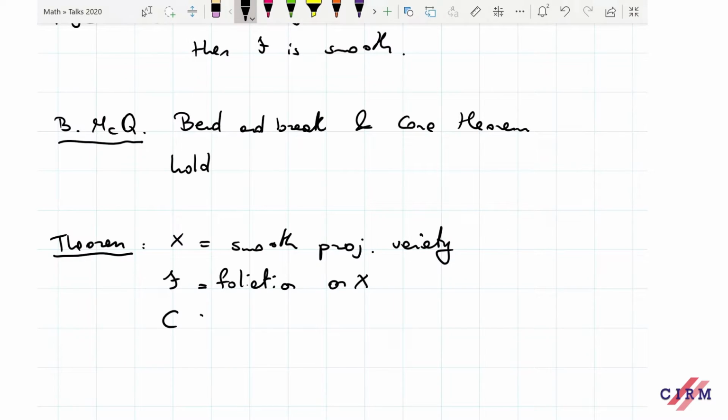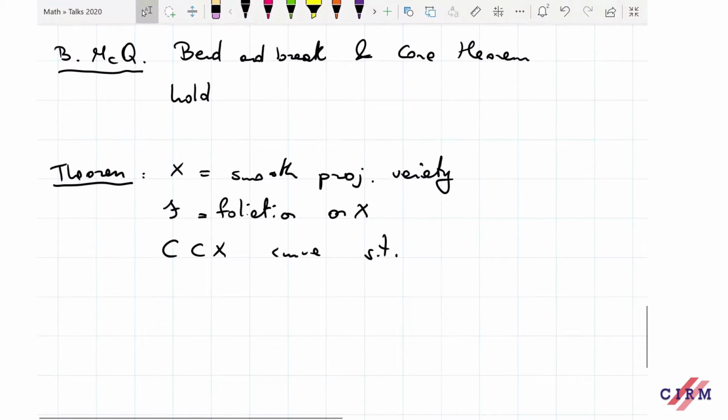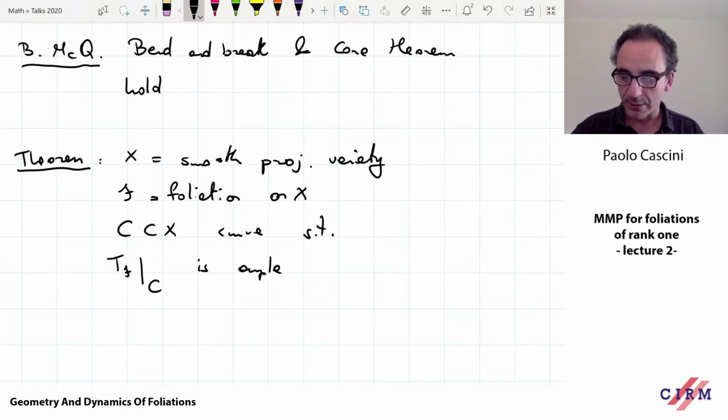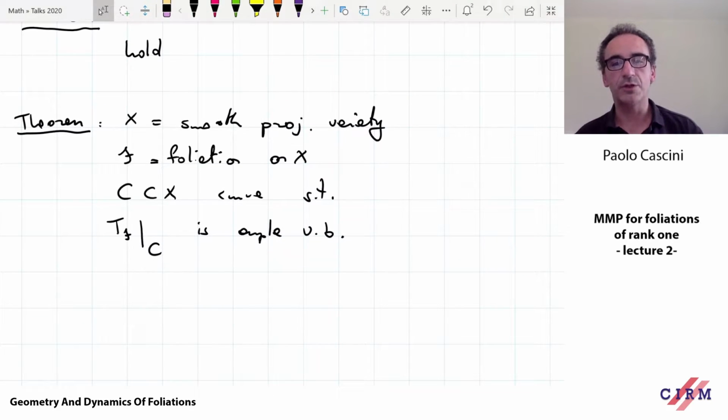And let's suppose that C is a curve such that the foliation is defined by a subsheaf. So the sheaf that defines the foliation is ample on the curve C. It's an ample vector bundle. So this means that if we take the projectivization of this vector bundle, then the tautological line bundle is ample.